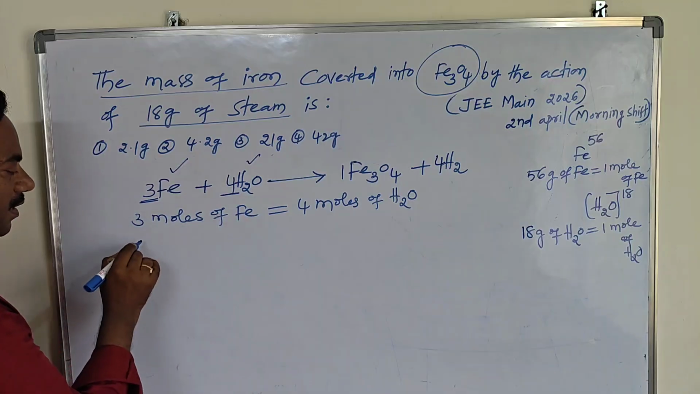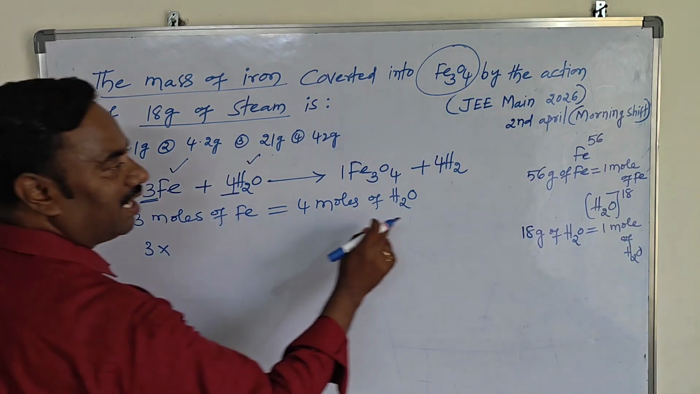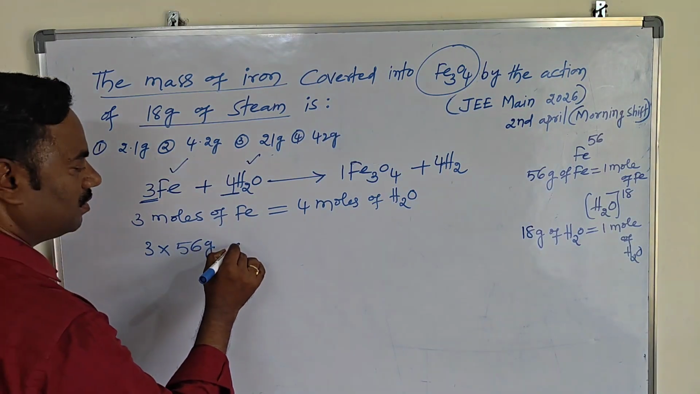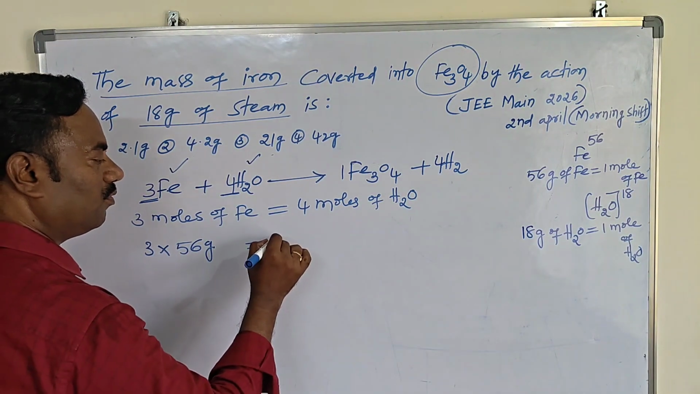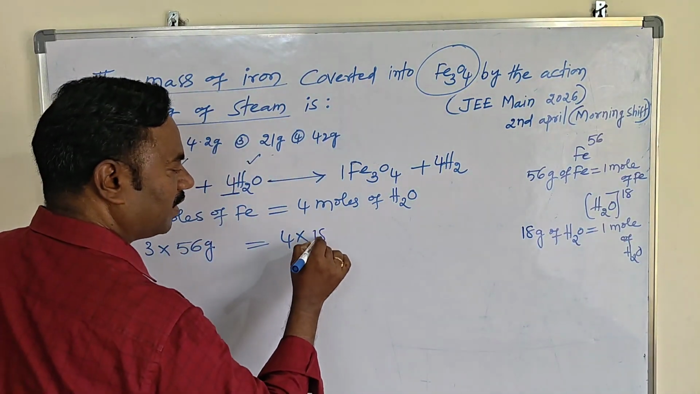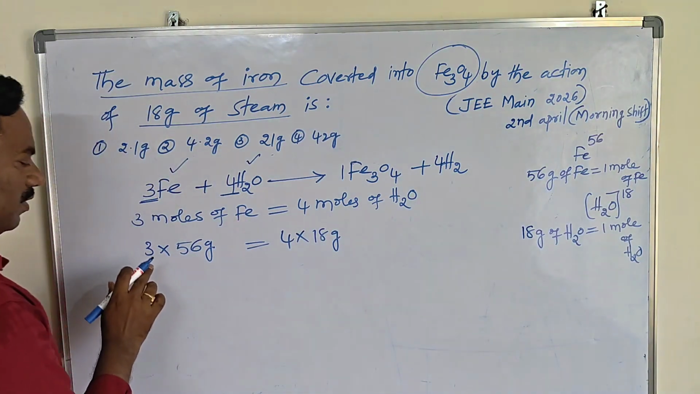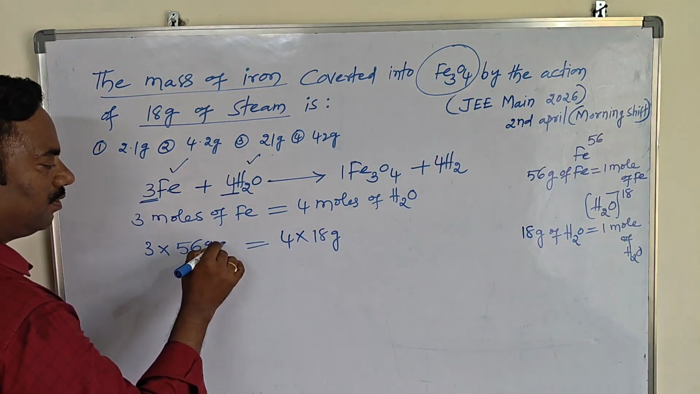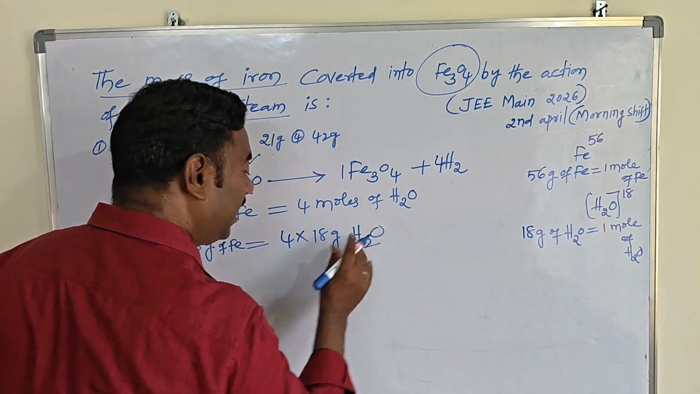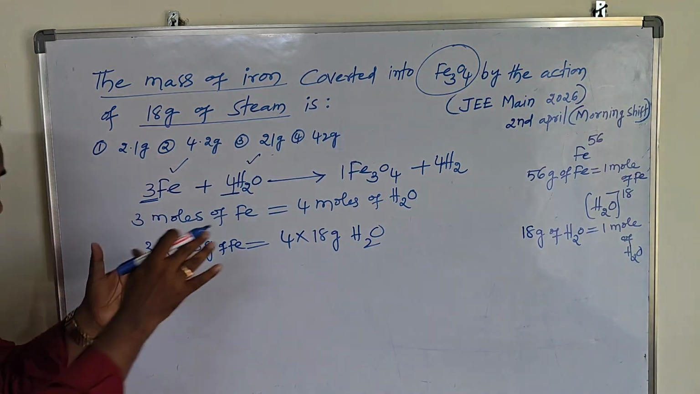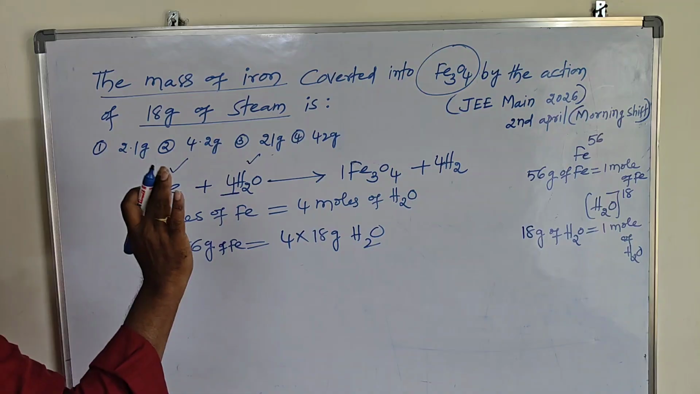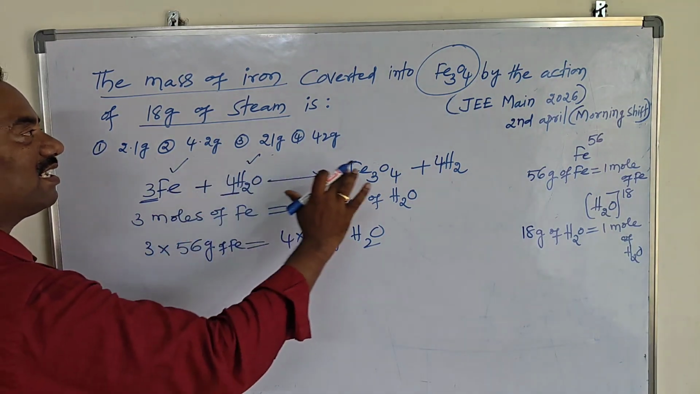Here 3 moles of iron. 3 into 1 mole of iron equals how many grams? 56 grams. It reacts with 4 moles of H2O, and 1 mole of H2O equals 18 grams. So 3 into 56 grams of iron reacts with 4 into 18 grams of H2O. This is the data from the equation, not from the problem. This is the data from the balanced chemical equation.